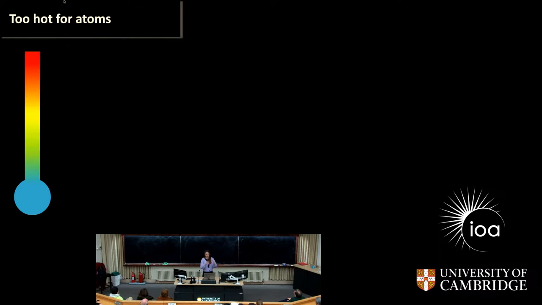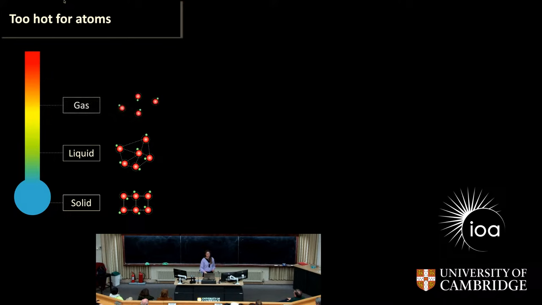If we have a temperature scale here, of course, at low temperatures, we've got solids where atoms are closely linked together and arranged in crystals. Then we've got liquids where the links are still there but looser. After that, if we raise the temperature, we have gas where the atoms are not linked together anymore and they're moving at higher speeds.